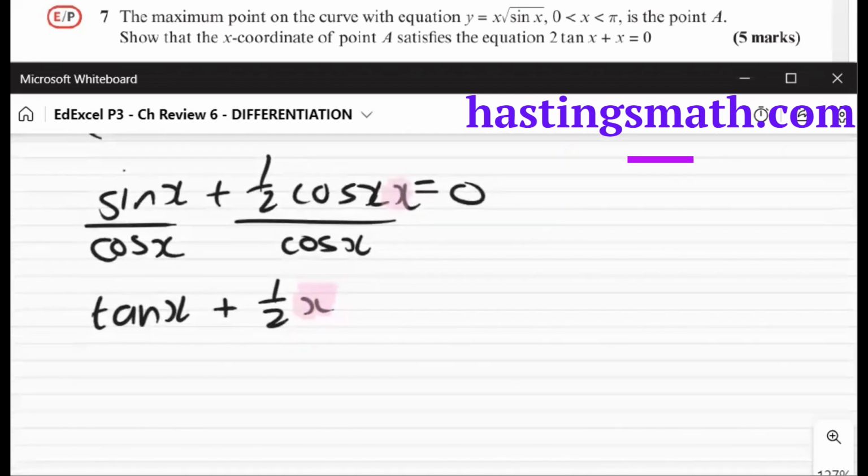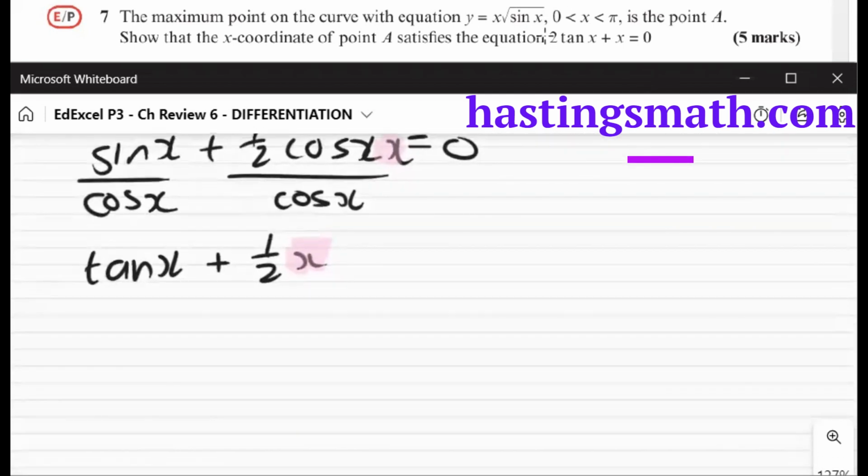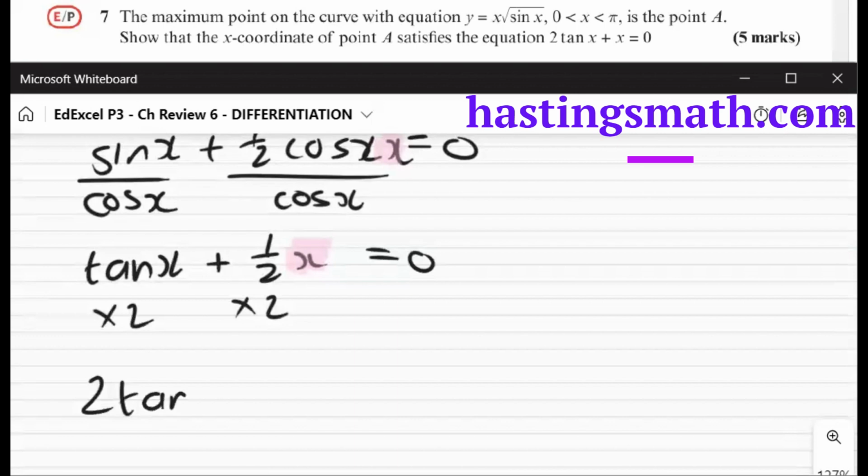Okay, so we're nearly there. We've got tan x plus a half x equal to 0. So we just want to times both sides by 2, so times that by 2, times that by 2. So we end up with 2 tan x plus x equals 0, which was the requirement. So we've shown that the x coordinate of the maximum point A satisfies this. That is the answer. Great.